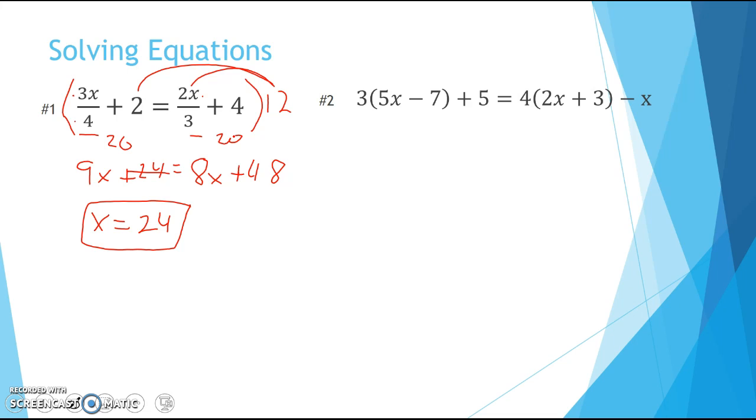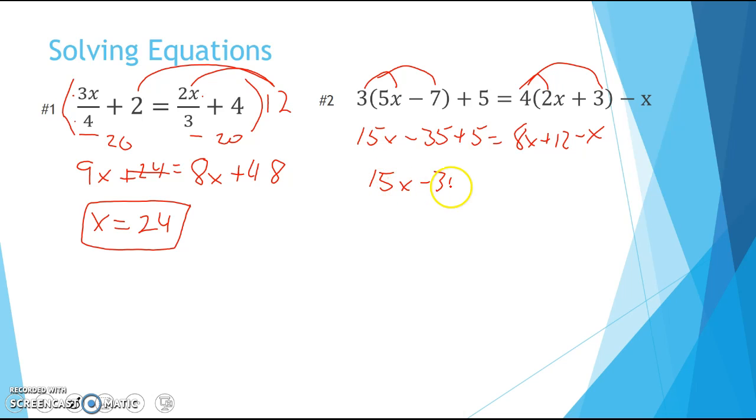Let's go ahead and take a look at number 2. What I would probably do here is start by using the distributive property on both sides of the equation. If I take 3 times 5x, that's 15x, minus 3 times 7 is 35, plus the 5, equals 4 times 2x is 8x, plus the 12, 4 times 3 is 12, minus x. So if I simplify both sides, I'm going to have 15x minus 30 equals 7x plus 12.